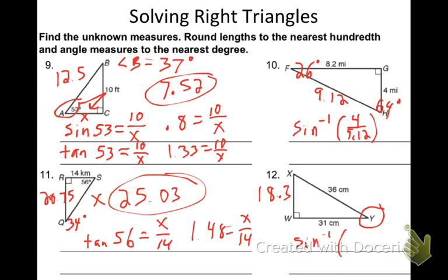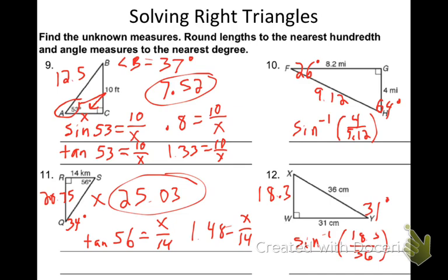All right. Now, because I'm using sine, what two sides do I need? I need the opposite and the hypotenuse. So I'm going to do sine inverse of 18.3 over 36. And that gets me that angle y comes out to be approximately how many degrees, Caprio? To the nearest degree, that is 31 degrees.